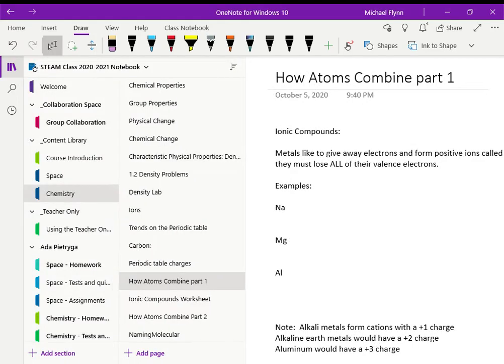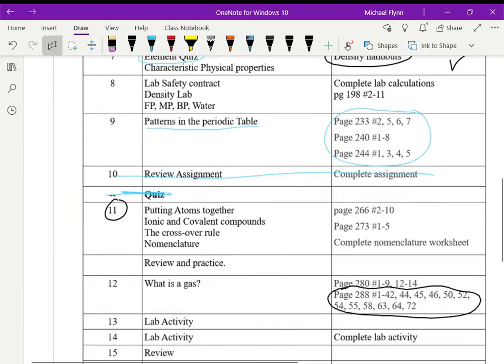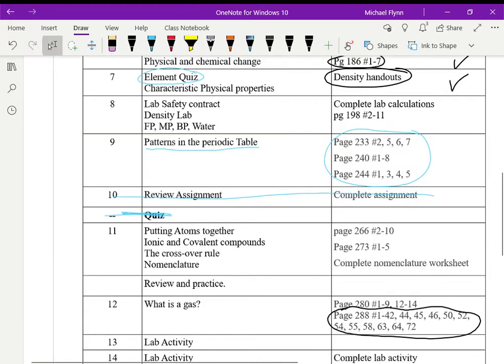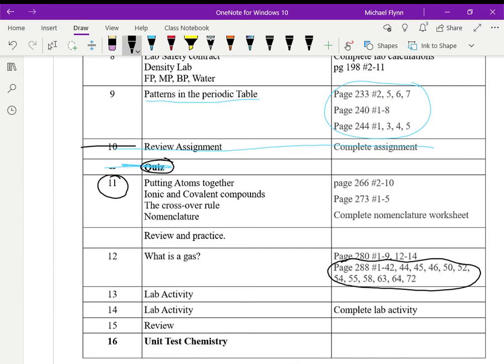Let me show you where we are in the outline today. We did the patterns. We're skipping over number 10, and we're skipping over the quiz. We're going straight to number 11, putting atoms together, ionic and covalent compounds. We're only doing lesson 11 today. That's all I did in class with the other group. Very important lesson though, so keep that in mind.